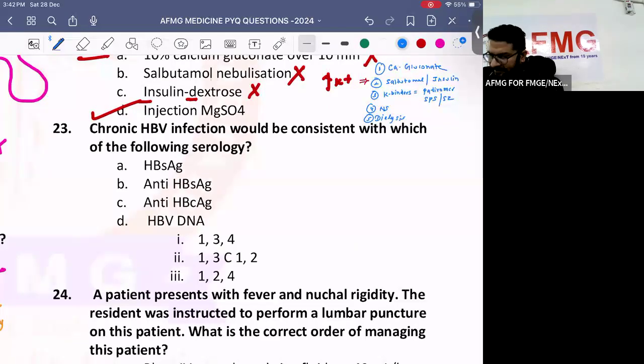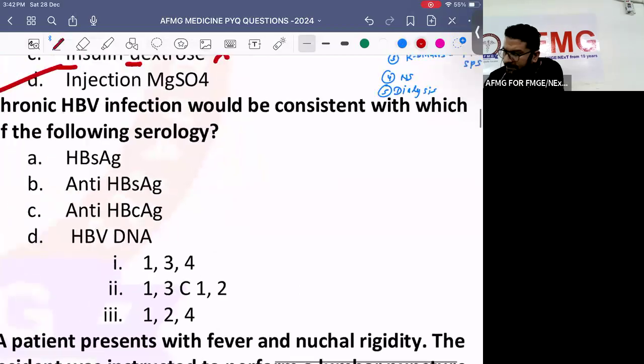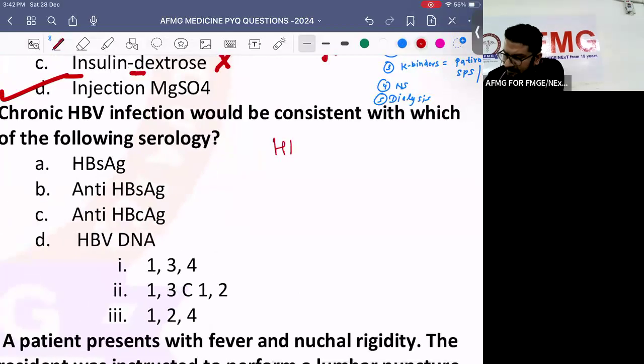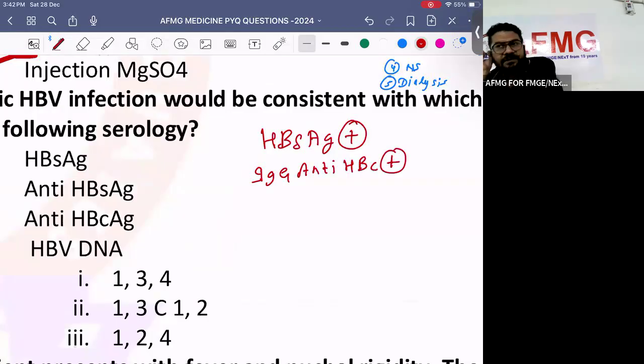Chronic hepatitis B infection would be consistent with which of the following? तो पहले हम अपने बना के देखते हैं. What I told you in chronic. In chronic, I told you there should be entry. Entry means surface antigen. In chronic, what else I told you? There should be IgG anti-HBC positive, right?